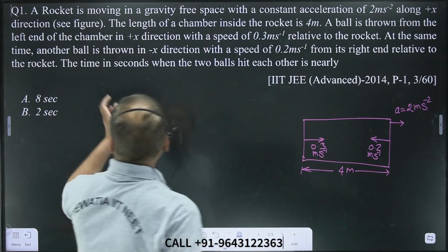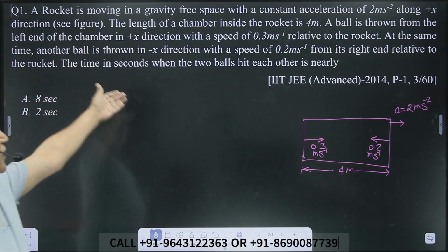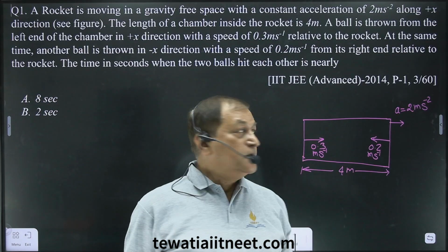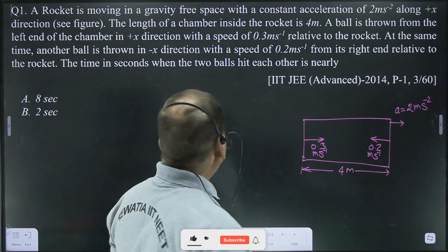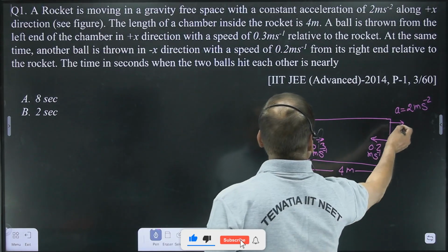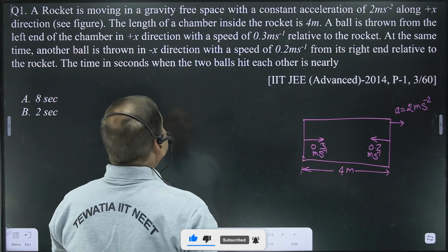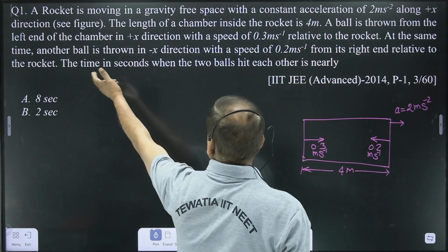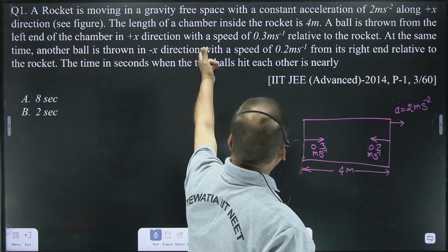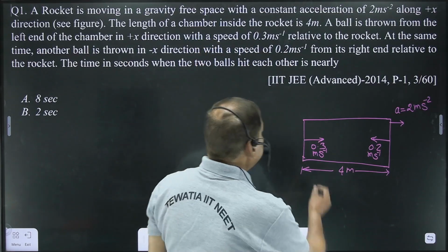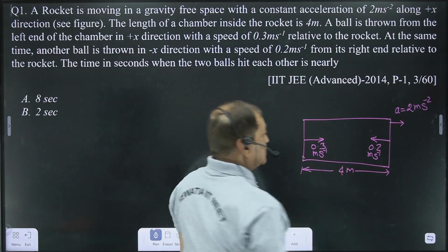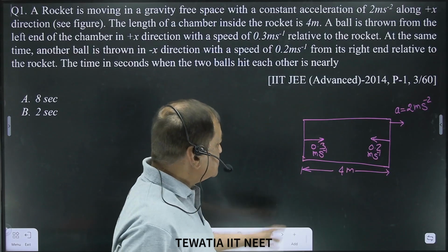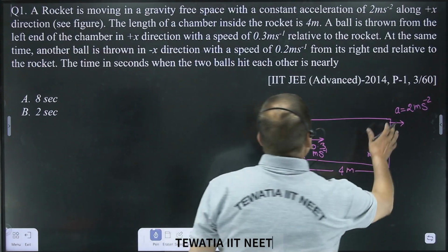So this is the problem. A rocket is moving in a gravity free space with a constant acceleration of 2 meter per second square along plus x direction. The length of chamber inside the rocket is 4 meter. A ball is thrown from the end of the chamber in plus x direction with a speed of 0.3 meter per second from this side. Another ball is thrown at the same time from this side. So this is 4 meter length. So now this is the problem.